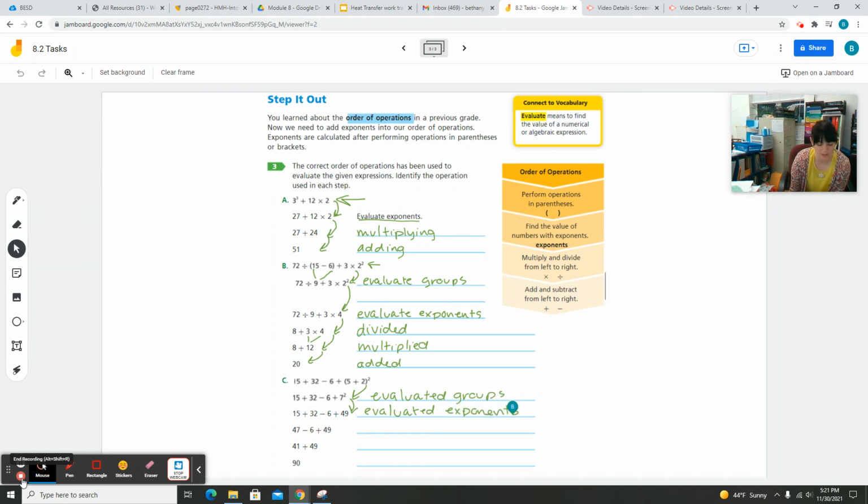Okay, and then from here to here, really all we have left is addition and subtraction. So what we did here is we added these two together. And then from here to here, we subtracted. And then from here to here, added again. So that's what yours looks like. Great job.